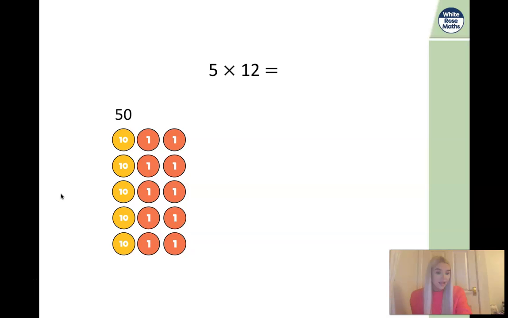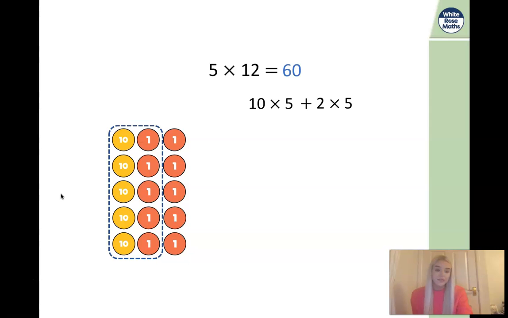And we can do exactly the same. We can count our 10s. We know we've got 5 10s, which is 50. And this time we've got 10 1s, okay? So we know that we can also partition the number 12 into 10 and 2, which would make 10 multiplied by 5, which is 50, add 2 multiplied by 5, which is 10. Now 5 multiplied by 12 is 60.